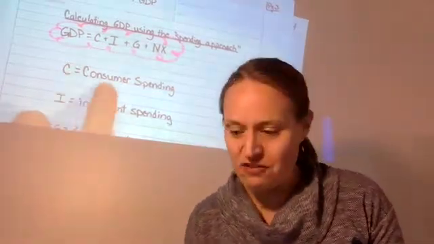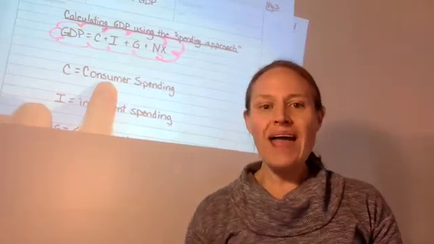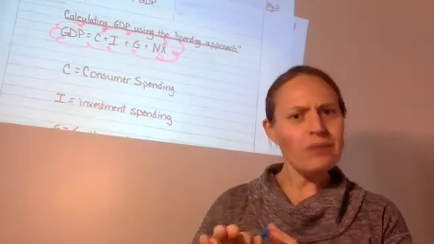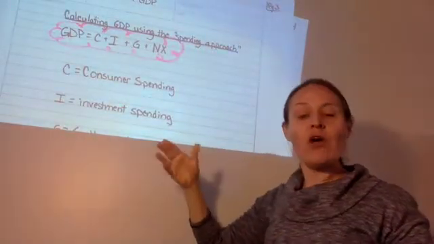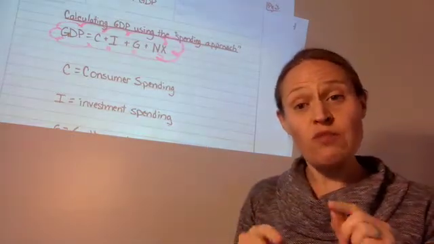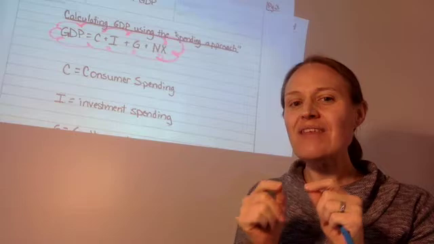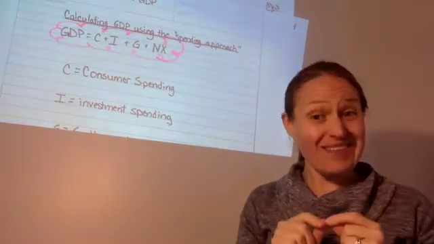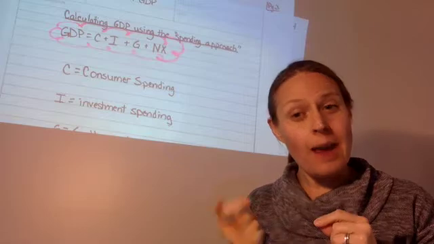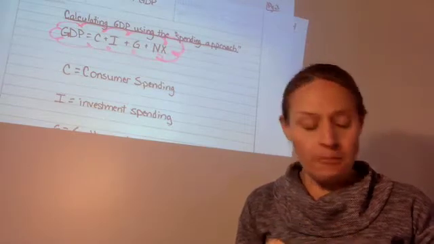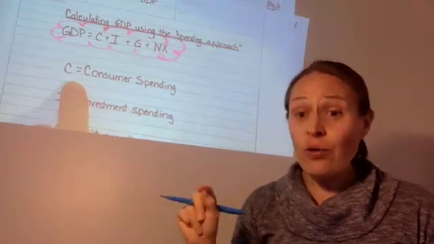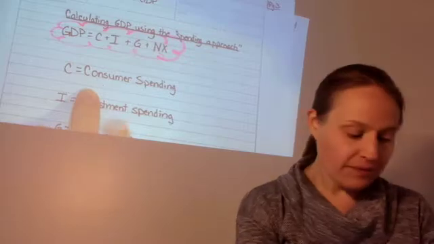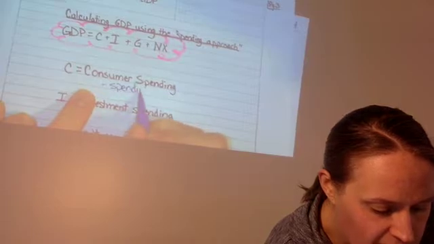Well, C is consumer spending. That is spending done by households or people. Time out. Just a reminder, spending approach or expenditure approach, we're going to measure the value of what was produced by measuring the value of what was spent. It's kind of a backwards way to do it, but it can get them to the same number. So if they measure the value of all of the money that households spent that year, that's consumer spending. So that is spending done by households.